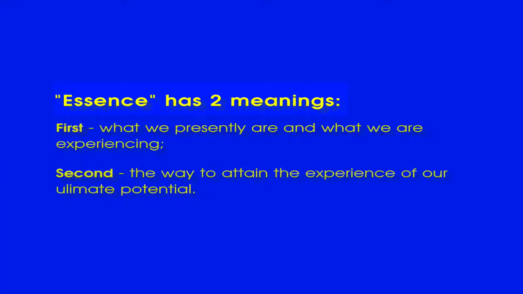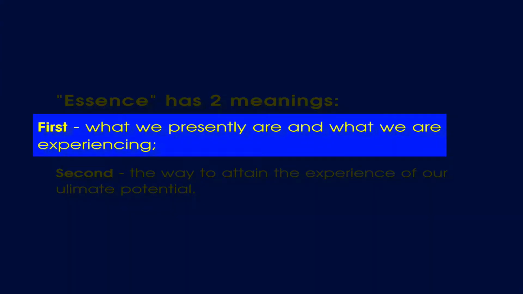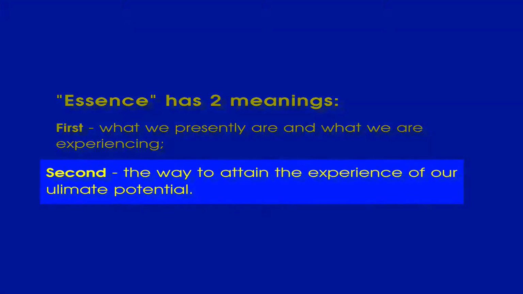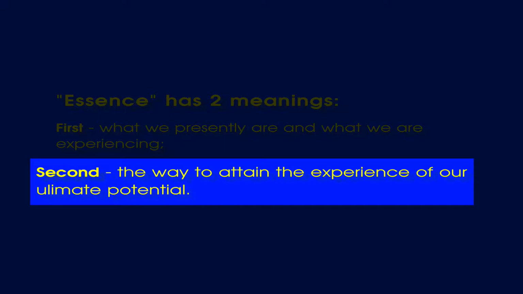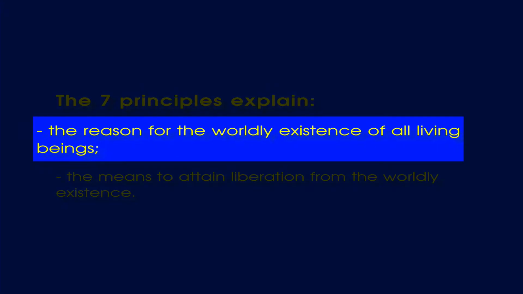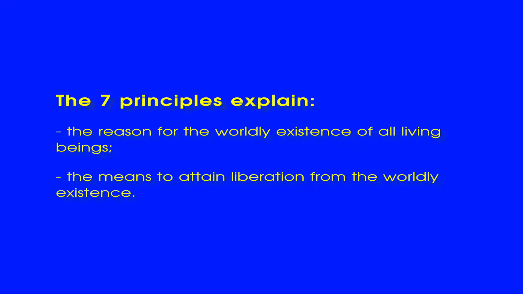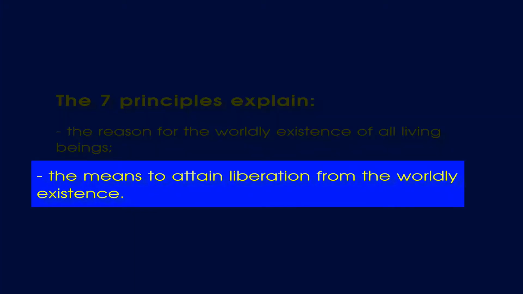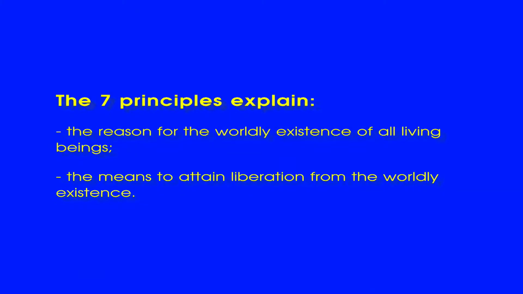The meaning of essence has 2 parts. First, what we presently are and what we are experiencing as living beings. And second, the way to attain the experience of the ultimate potential of our existence. The 7 insights explain the reason for the worldly existence of all living beings, as well as the means to attain liberation from the worldly existence.